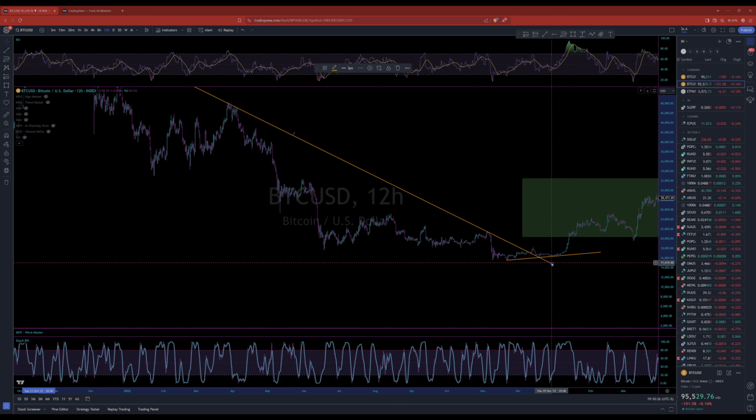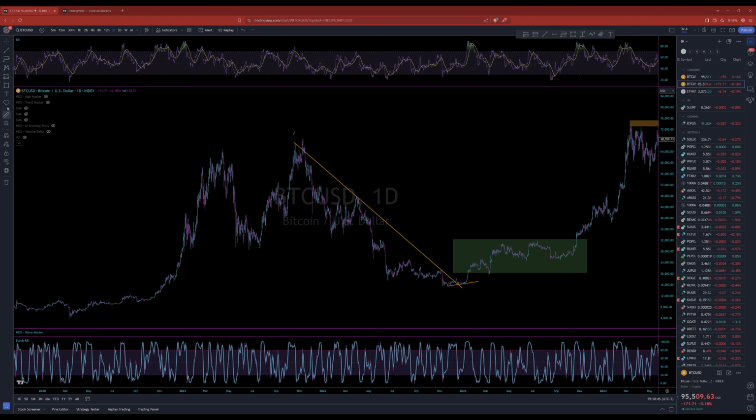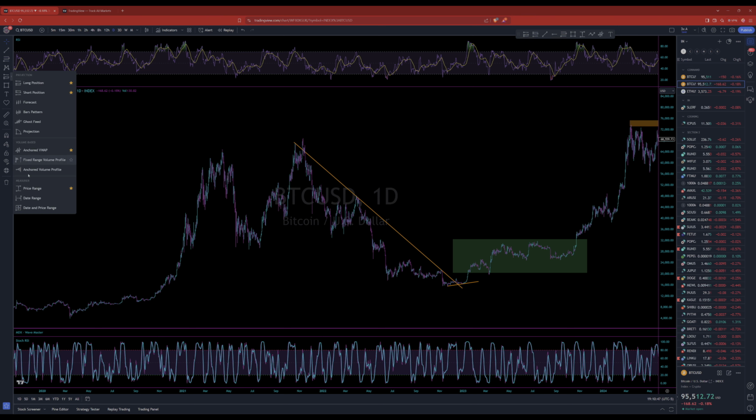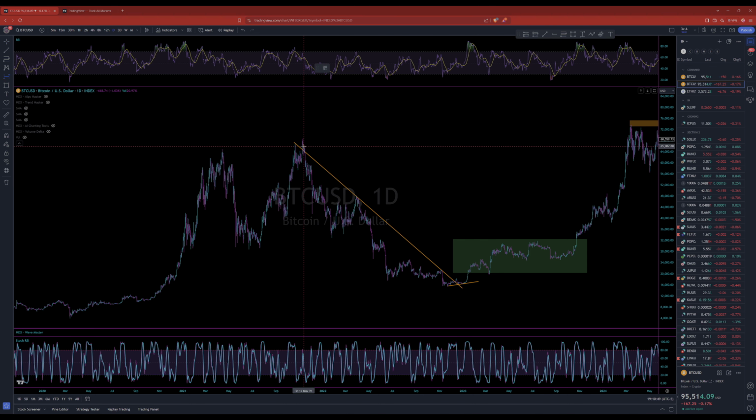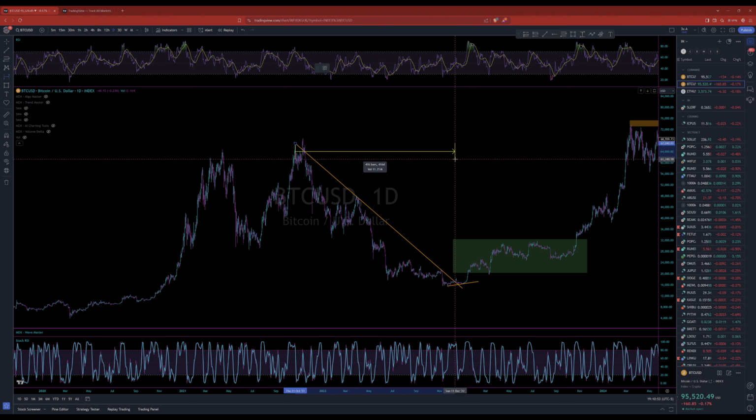And if we look at the daily, how long did this trend last for? Where is our tool to measure the day? So the trend started here, ended here. 416 days to get that notification.